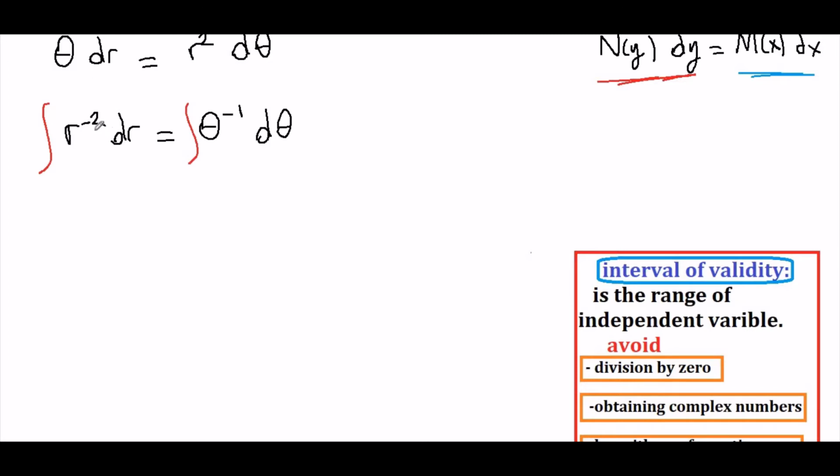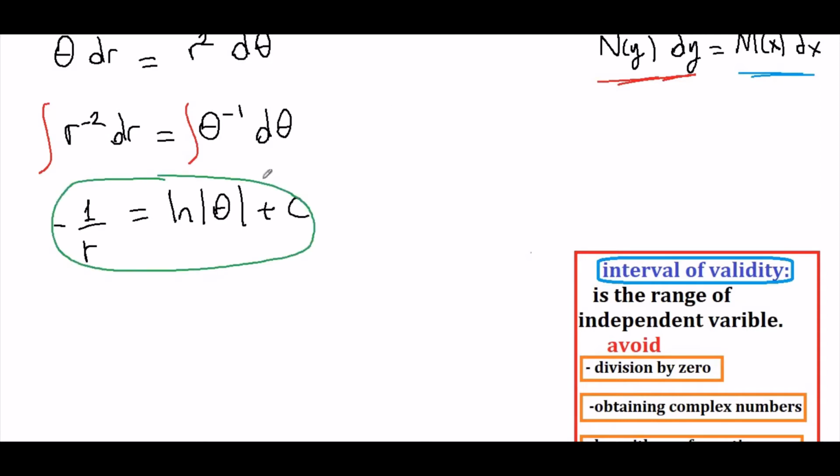So the integral of r to the negative 2 is negative 1 over r, and the integral of theta to the negative 1 is ln of theta plus c. So this is our implicit solution. Now we're going to apply the initial condition and solve for c. Our initial condition was r of 1 is equal to 3. Here, this is our theta, this is our r.